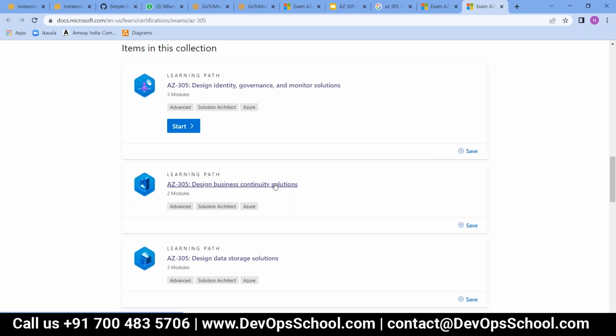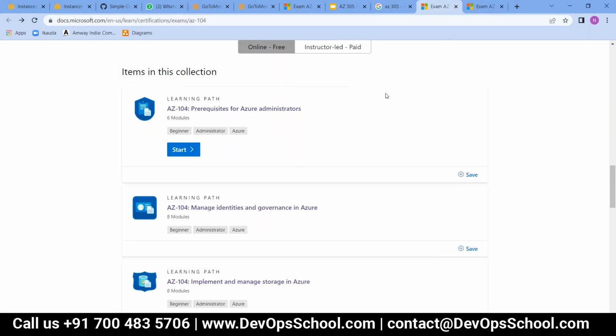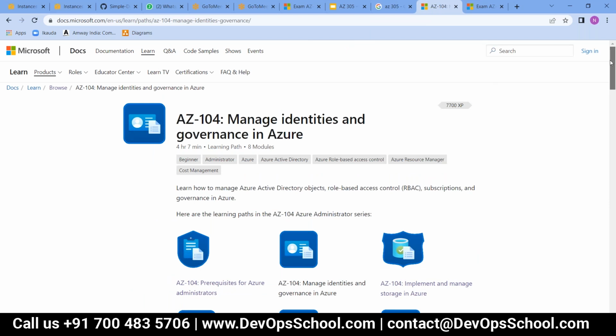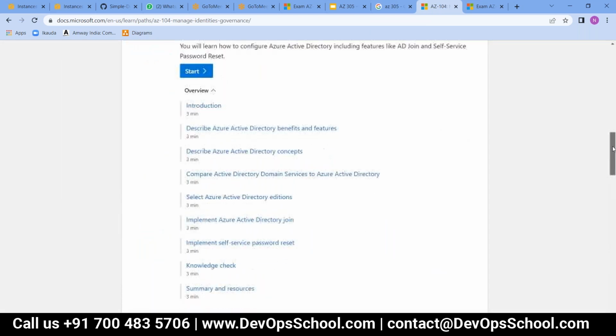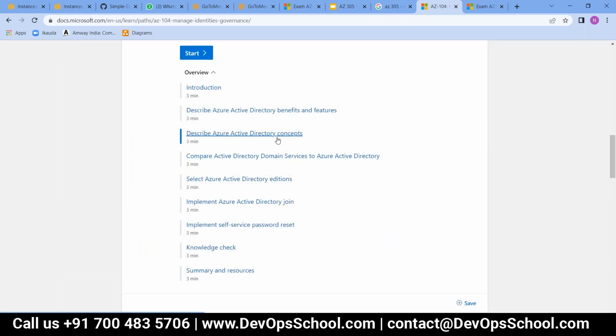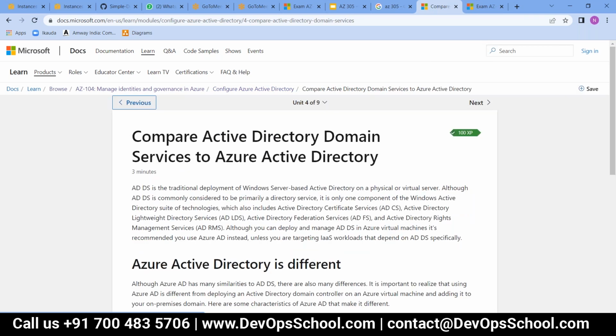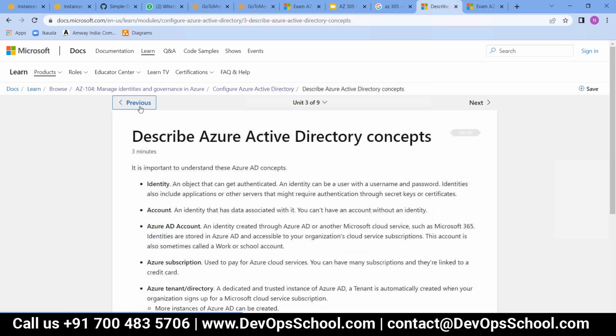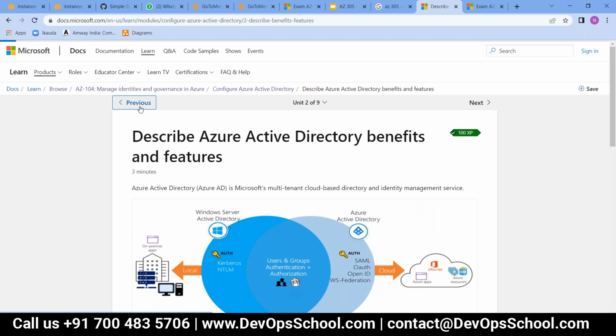But when we talk about identity, when we talk about policies, these are hands-on worthy areas, and that's why AZ-104 covers all those areas from the perspective of hands-on. When they say configure Azure resources, for example, compare and select Azure Active Directory editions. So overall, the point is taken, and that's as per the plan.